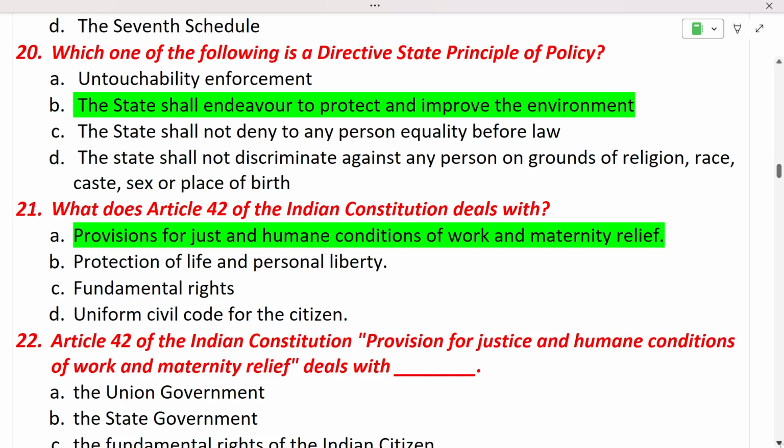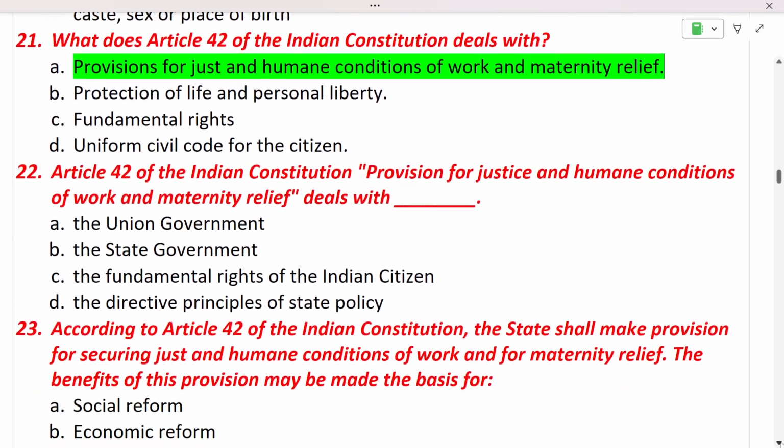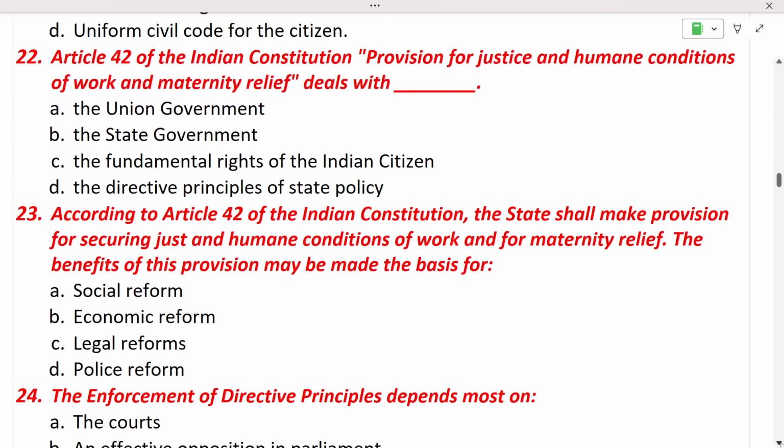Next, question number 22. Article 42 of the Indian Constitution, provision for just and humane conditions of work and maternity relief, deals with the union government, the state government, the fundamental rights of the Indian citizen, the directive principles of state policy. So the answer is D.